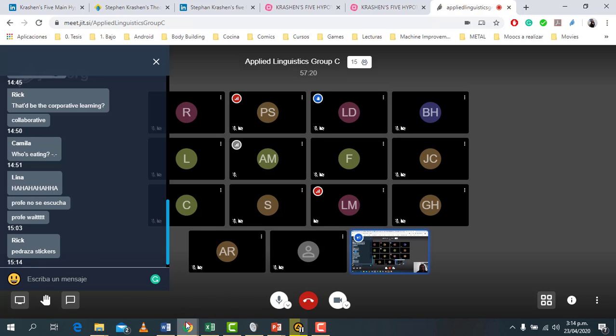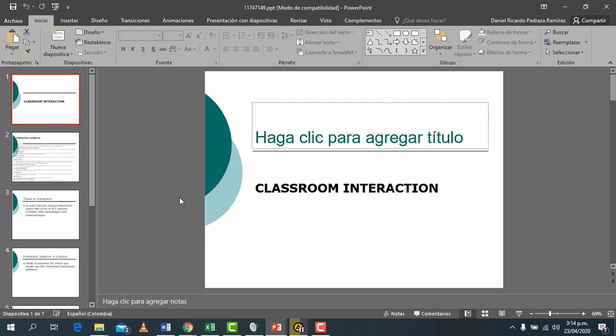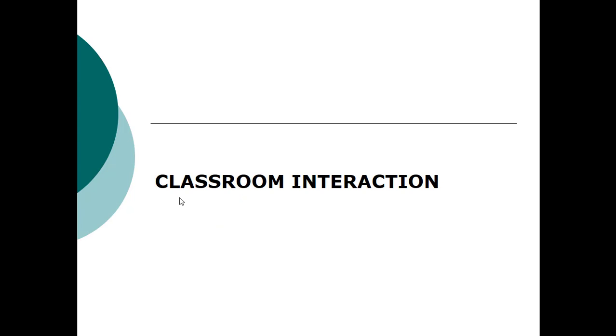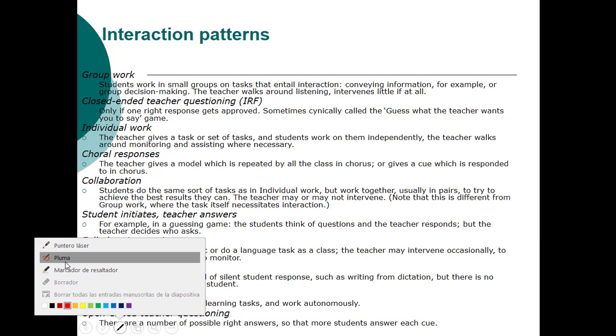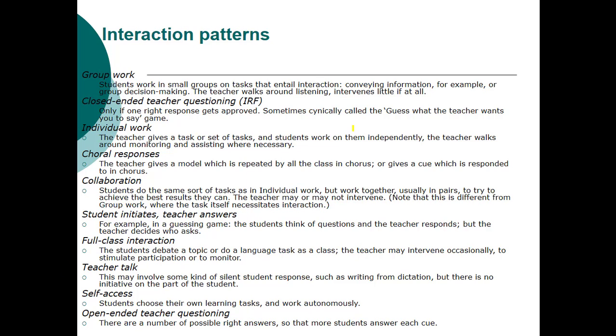Now let's continue right here with the other element that I have chosen. Let's continue with some other issues related to the classroom interaction patterns. Number one, we have group work. In here, the most important issue is going to be conveying information. So we're going to convey information.